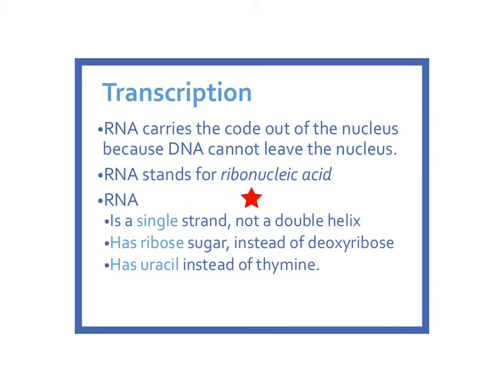RNA stands for ribonucleic acid instead of deoxyribonucleic acid. And RNA is different from DNA 3 ways. RNA is a single strand instead of a double strand. It has this sugar called ribose instead of deoxyribose. And instead of thymine, adenine pairs with uracil. It's another nucleotide base. It's just a slightly different structure. It's almost just like thymine, and it pairs with adenine.